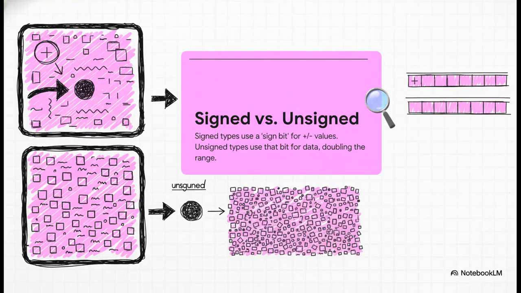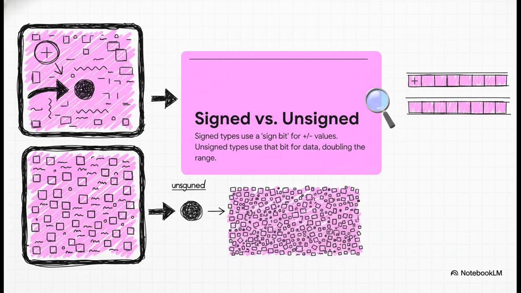All right, the first and most critical concept to get is signed versus unsigned. See, by default, numbers in C are signed, which just means they can be positive or negative. To do this, the computer uses one tiny little bit, the sign bit, just to remember if there's a plus or a minus in front. But if you declare a number as unsigned, you're basically telling the computer, hey, I promise I'm only going to use positive numbers here.